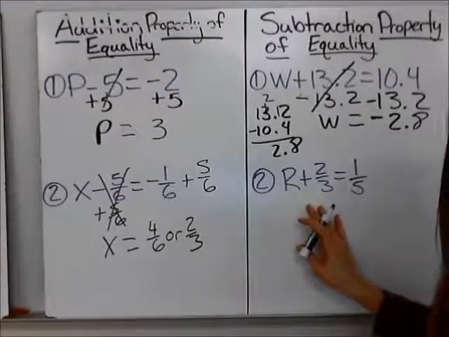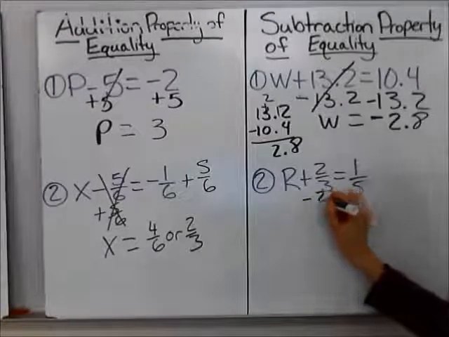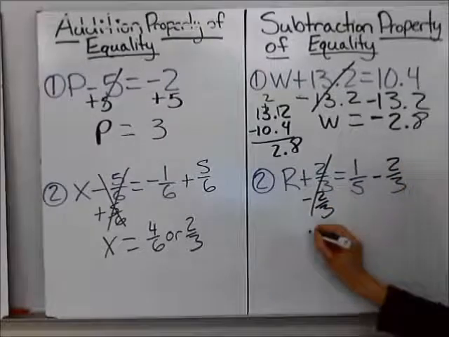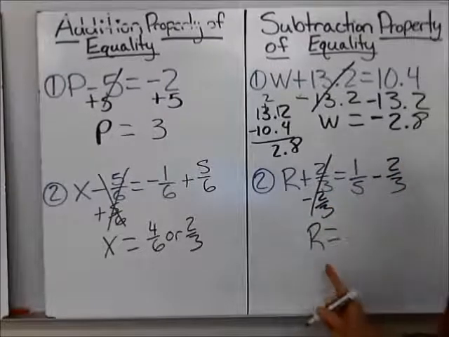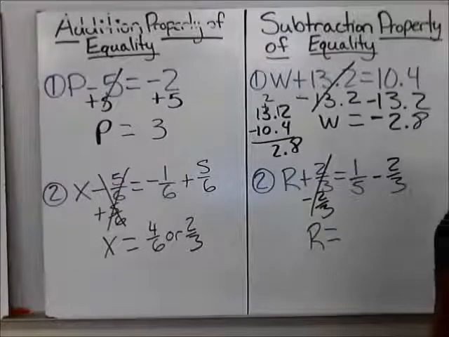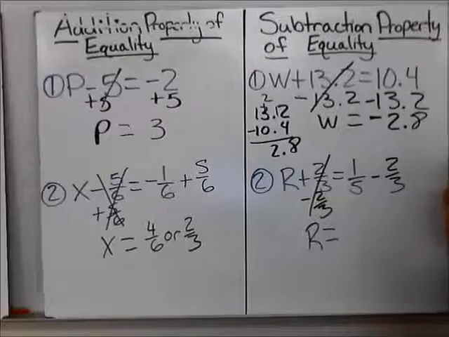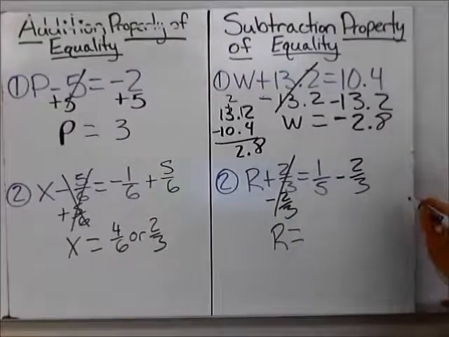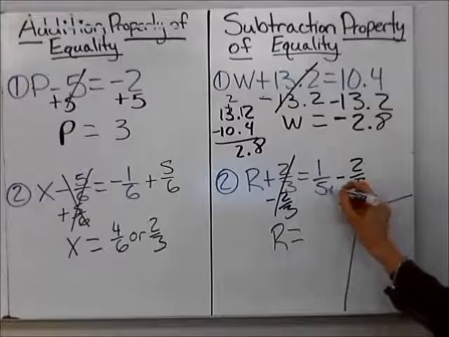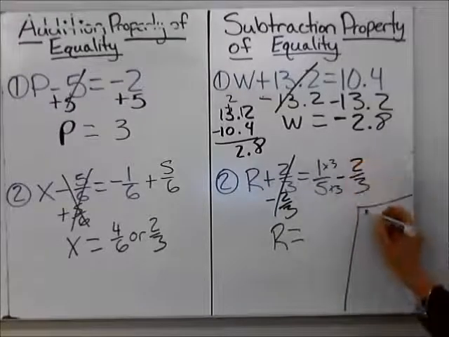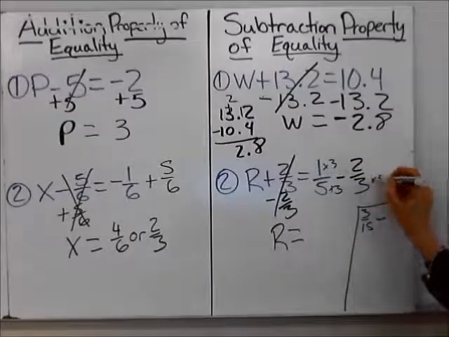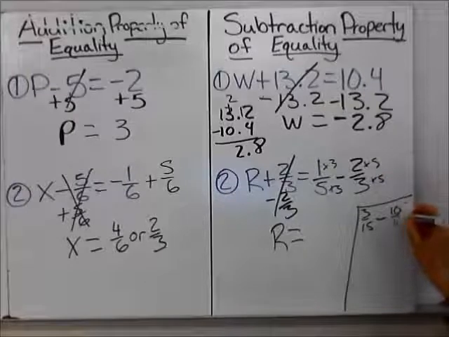The second one, same thing. I'm going to subtract from both sides, minus 2/3, minus 2/3. I get r equals 1/5 minus 2/3. I'm going to have to do a little work to solve this one, so I'm going to do it down here in the corner. I need a common denominator. So 15 is a good one. I get 3/15 minus, times 5 times 5, 10/15.